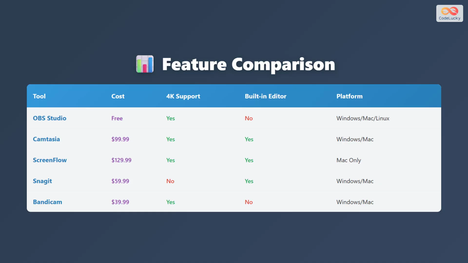ScreenFlow costs $129.99, supports 4K, has a built-in editor, but only works on Mac. Snagit costs $59.99, doesn't support 4K, has editing features, and works on Windows and Mac. Bandicam costs $39.99, supports 4K, but lacks a built-in editor, and works on Windows and Mac. Use this table to compare features and pricing based on your specific needs and budget.